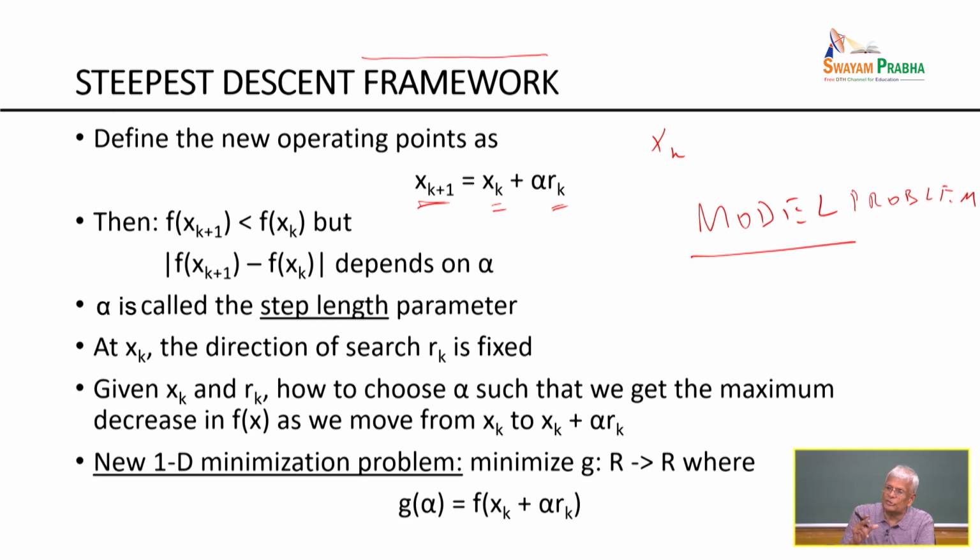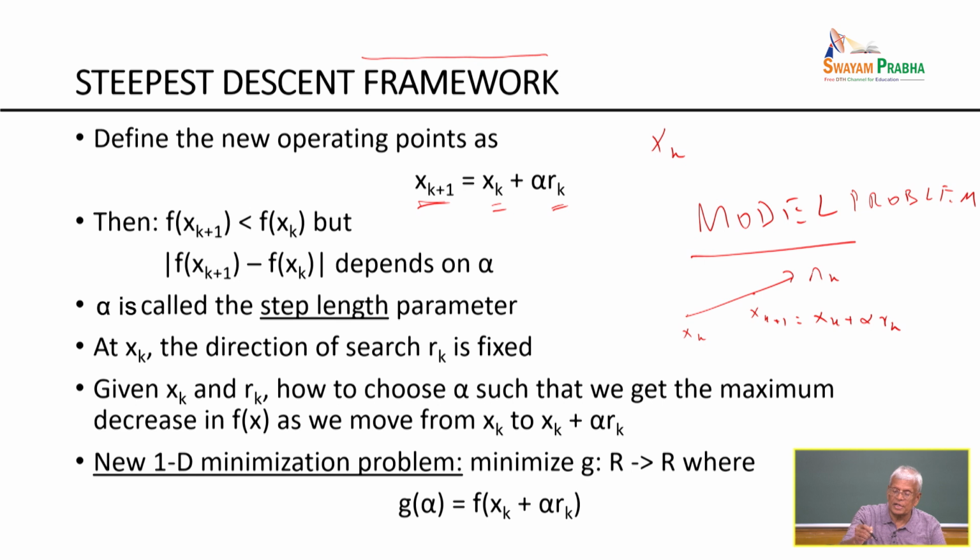Alpha essentially tells the distance by which I am going to move along rk. So, this is xk, this is rk, this is the point xk plus 1, which is equal to xk plus alpha rk. Alpha times rk is a segment of the vector. I am going to add a segment of the vector to the vector xk to get the new point. I already know rk. I want to be able to settle what is the best alpha, how far I need to go.